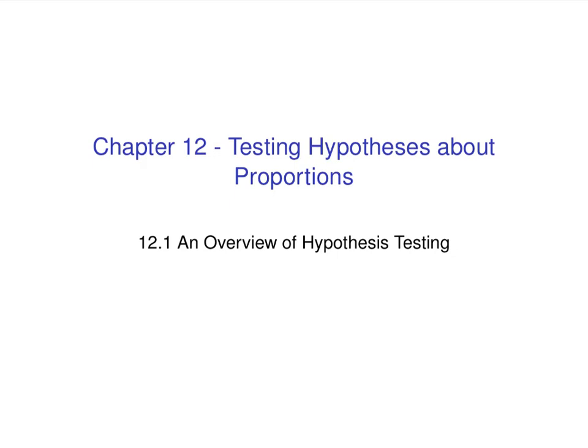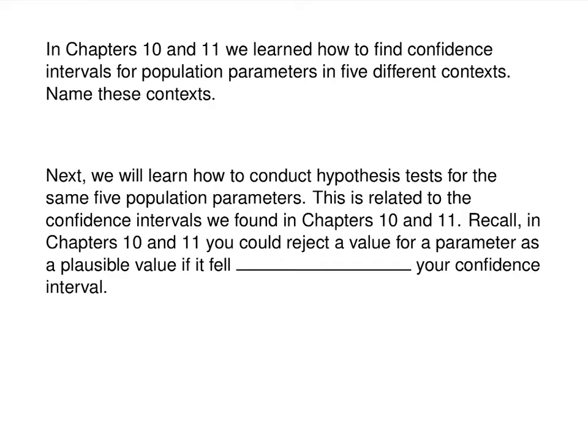The next unit we will work on is called hypothesis testing. This is related to the stuff we did with confidence intervals, but just approaches the problem from a slightly different perspective. In chapters 10 and 11, we learned how to find confidence intervals for the population parameters in 5 different contexts. So the first thing we should do is name those contexts.